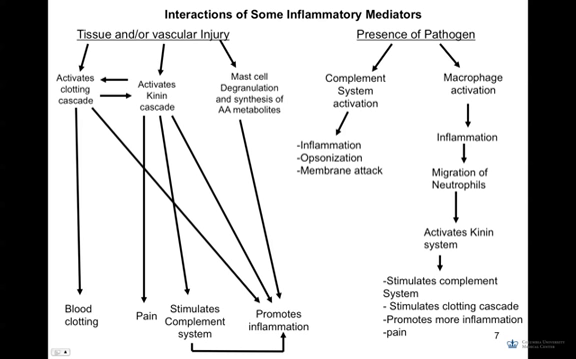Presence of a pathogen will also activate the macrophage. The macrophage releases cytokines that trigger inflammation. That inflammation is going to cause the migration of neutrophils to the area. Neutrophils release activated factor 12, which activates the Kynan system along with the clotting system. Activated Kynan causes stimulation of complement, further stimulation of the clotting cascade. It promotes more inflammation and it causes pain. Okay. So this is just a look at some of the ways that these systems are interrelated.